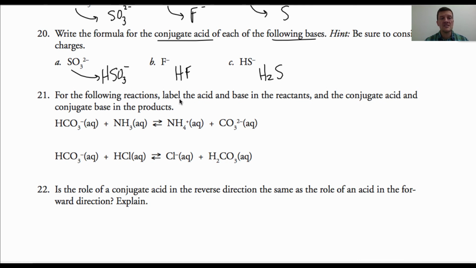For the following reactions, label the acid and base in the reactants and the conjugate acid and base in the products. Okay, just follow, I know I said this already, follow the H plus. Keep it simple.